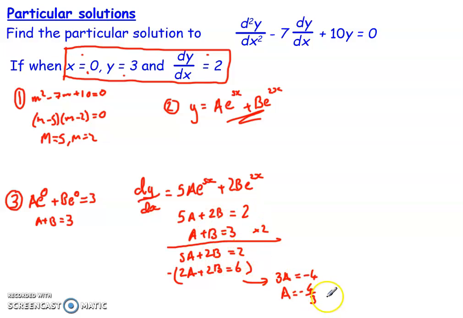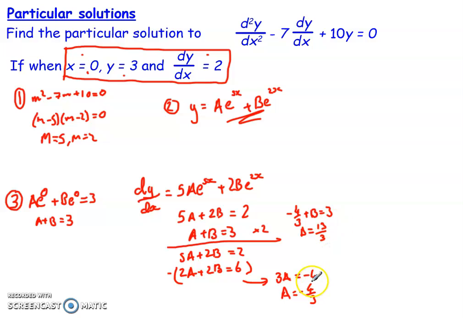I can then substitute a equals negative 4/3 back into any of these equations to find b. I'm going to go for this one here because it's the simplest. I'll end up getting negative 4/3 plus b equals 3. So I'm going to add that on. So b is equal to 3 plus the 4/3. So 3 can be written as 9 over 3 plus 4 over 3, which gives me 13 over 3.